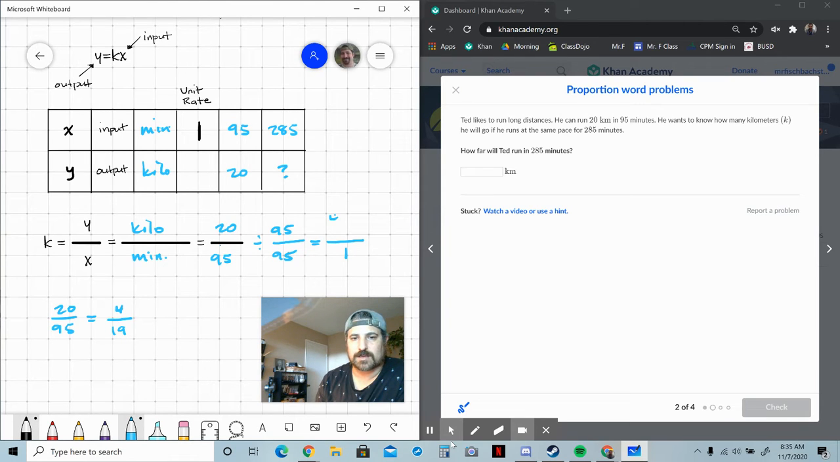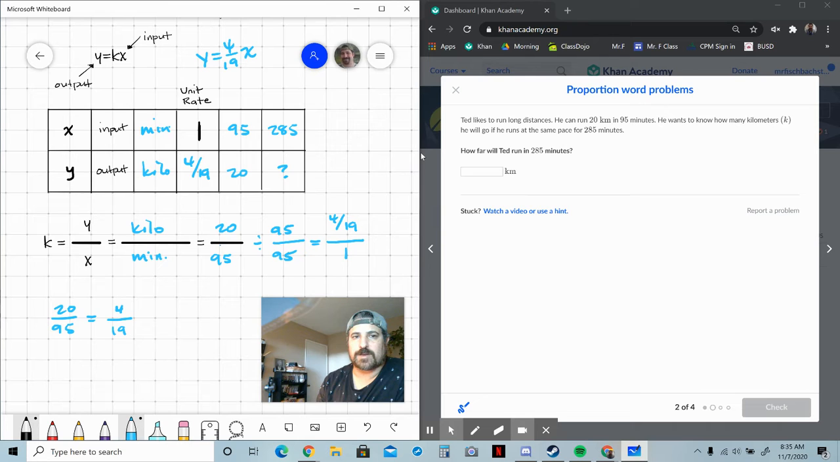So it looks like 4/19 would be the amount of kilometers per minute. So then he's going to be doing this. So the equation would be y equals 4/19 times x. That's your equation. And now we just want to figure out for 285. So this is 4/19, guys. So we want to figure out for 285, what would that be?